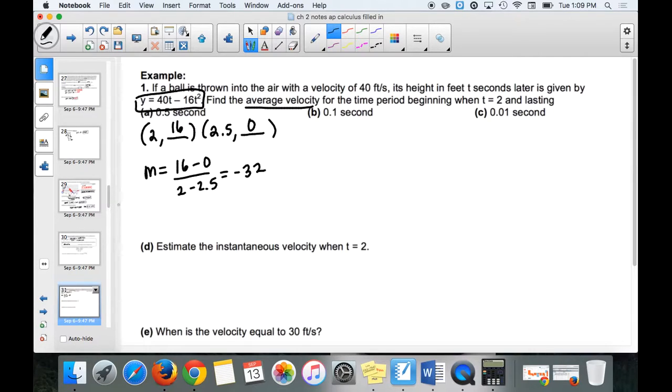Units? Nope. Feet per second? It's average velocity, yes, so feet per second.